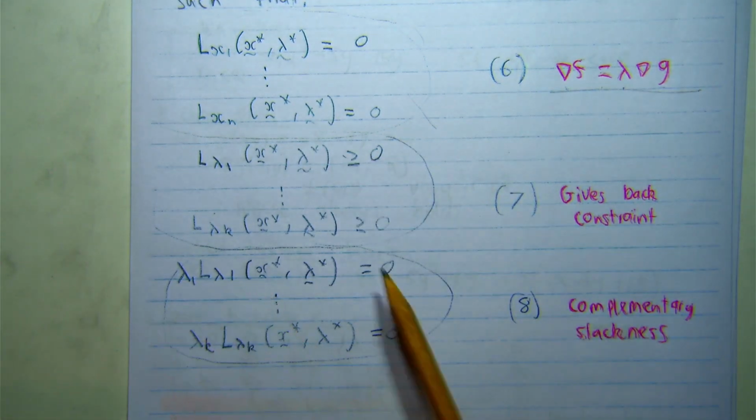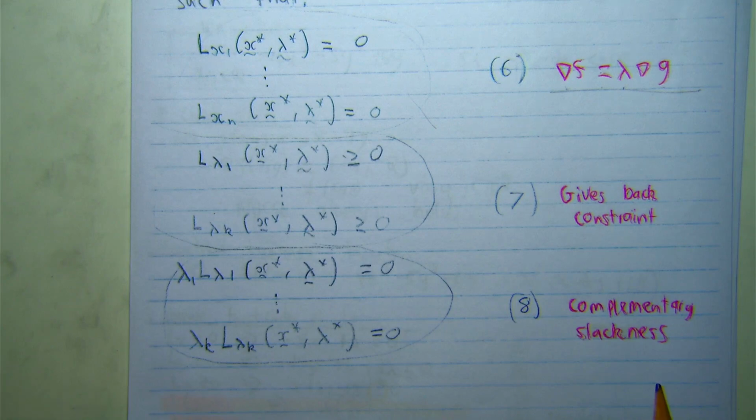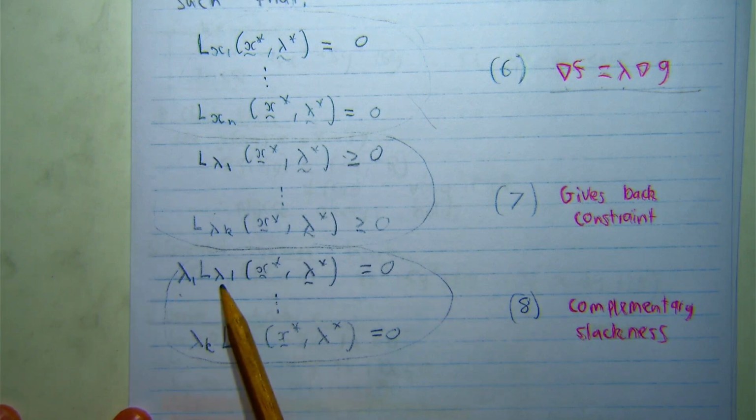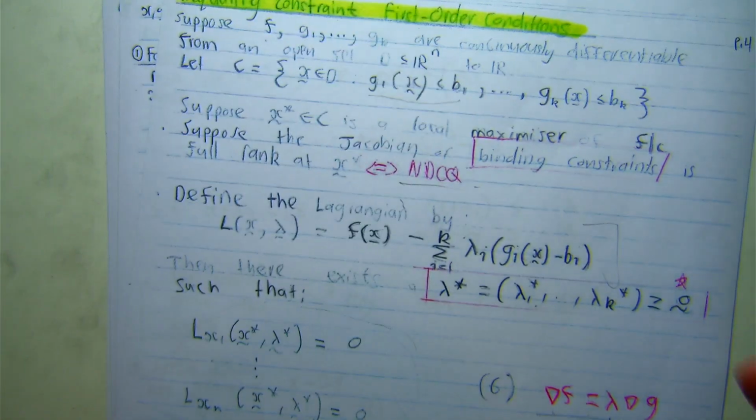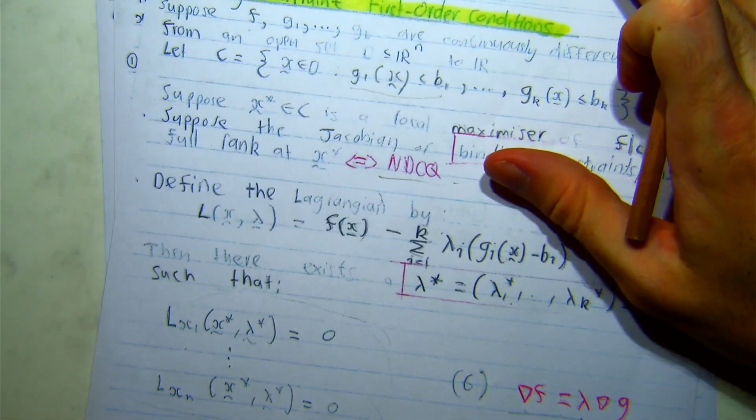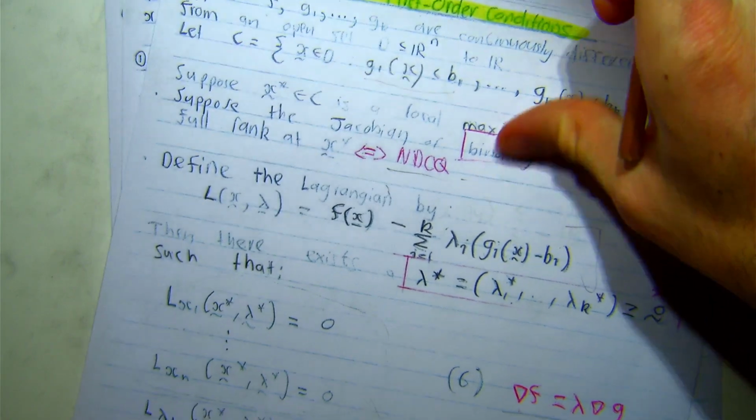And then this last one here is the complementary slackness first order condition that we talked about previously, where either your lambda variable is 0 or your constraint variable is 0. So I think the best way to move forwards here is to apply this with an example.